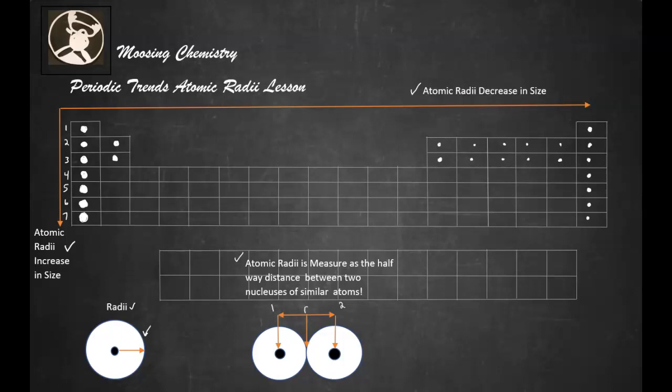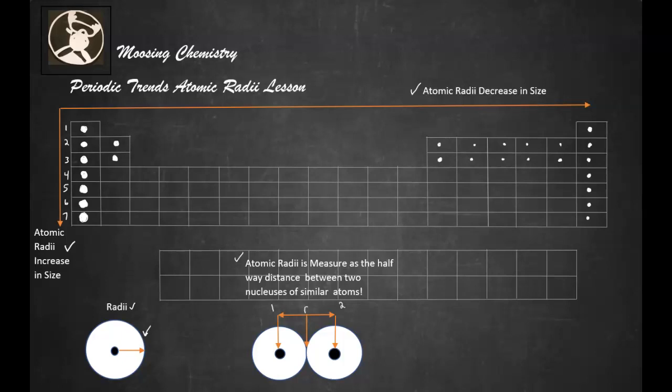A radii is measured from the center of the atom to the very edge of the atom. The problem with finding the edge is that these are energy levels, so they're kind of fuzzy, kind of like fog. Where's the end of fog? Well, you can walk in and out of fog, that's true, but can you find the definitive edge of fog? Why can't you define the definitive edge of a cloud? And the answer is no, because the edge is always changing.